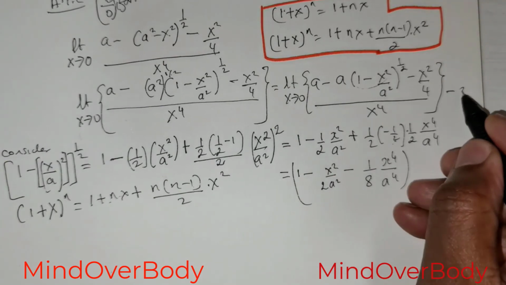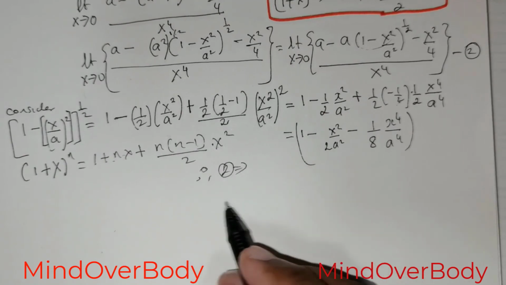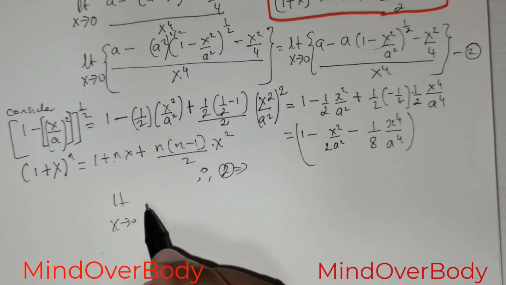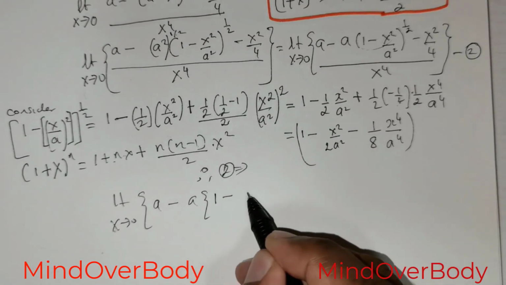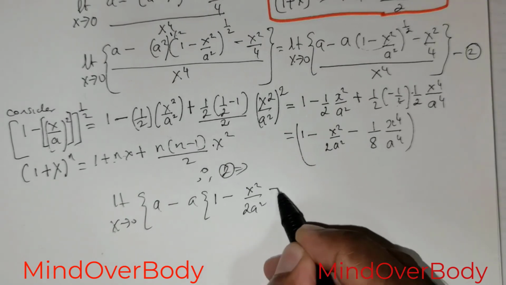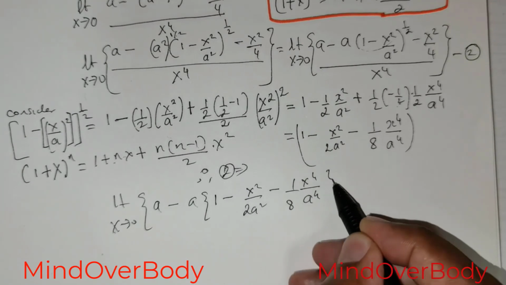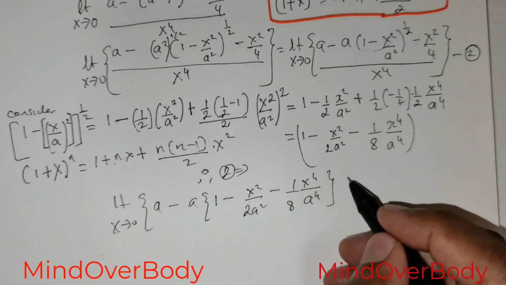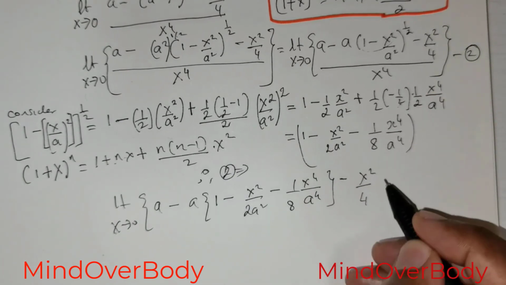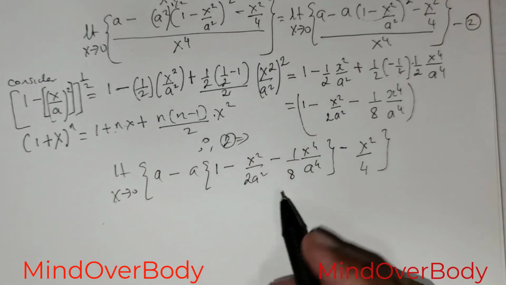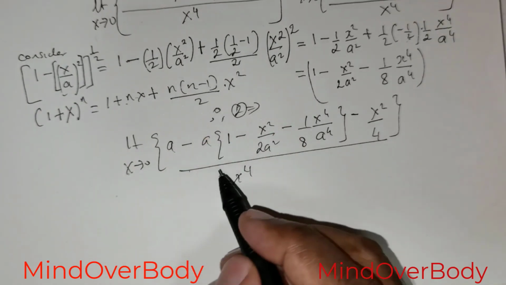So if I were to take this as 2, therefore my 2 can be rewritten as limit x tending to 0 of a negative a times 1 negative x squared over 2 times a squared negative 1 over 8 x to the power of 4 a to the power of 4, that is for this term, followed by negative, there is x squared over 4. Okay, so divided by x to the power of 4. So now you need to make some further simplification.